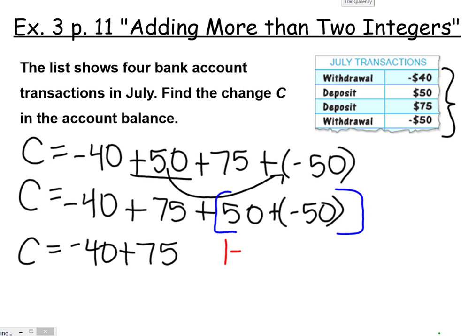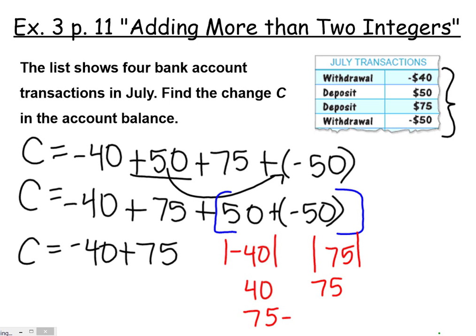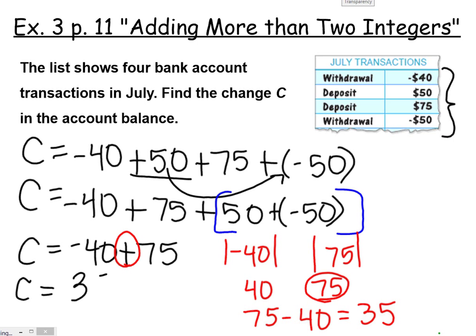I'm going to take the absolute value of negative 40, which is 40. And I'm going to take the absolute value of 75, which is 75. To find the difference, you take the larger number minus the smaller number, which gives us a difference of 35. You keep the sign of the greater absolute value. Since 75 has a greater value, we're going to keep the sign positive. So the change in our account is $35.